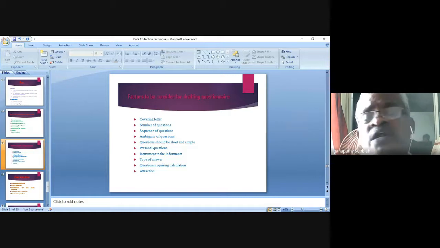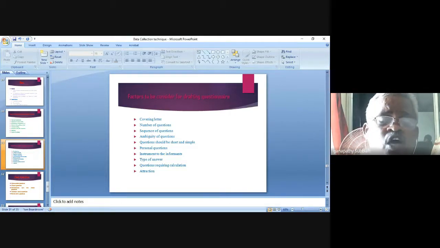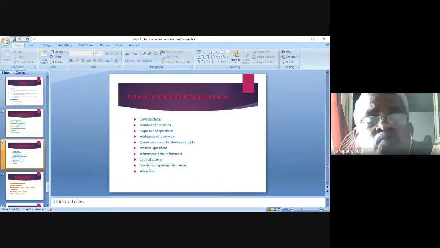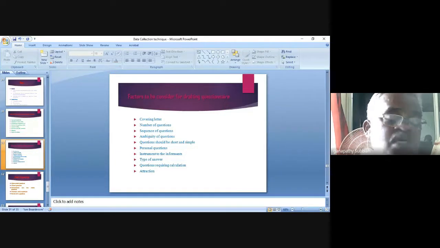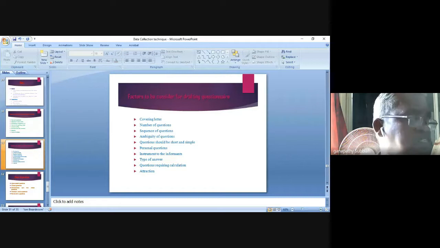The next, number of questions. How many questions in the structured questionnaire? What are the various types of questions to be involved in the structured questionnaire? That is another important point taken into account by the researcher. These are the factors influencing the preparation of questionnaires.